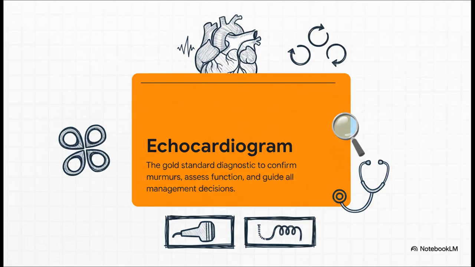So, Sarah, let's put a bow on this. Across all these conditions, what's the single most important high-yield next best step they will be looking for on any exam? It's always the echocardiogram, Dr. Collins. Always. It is the non-invasive gold standard. It confirms what we hear with our stethoscope, it quantifies how bad the problem is, and it guides every single management decision we've talked about today. So if the boards give you a murmur, your next step is almost always going to be a transthoracic echo.